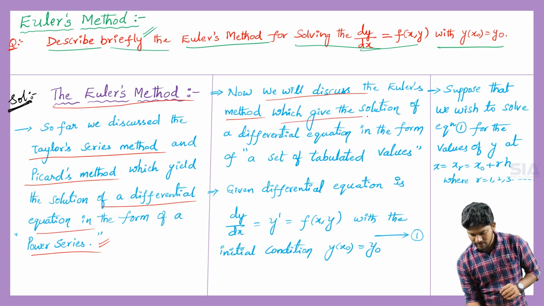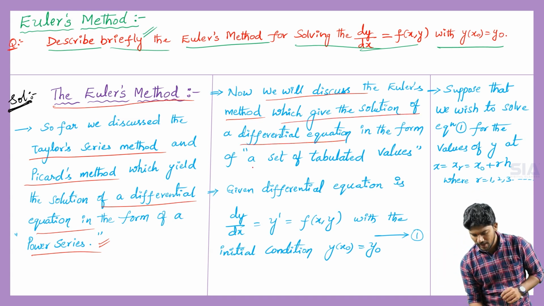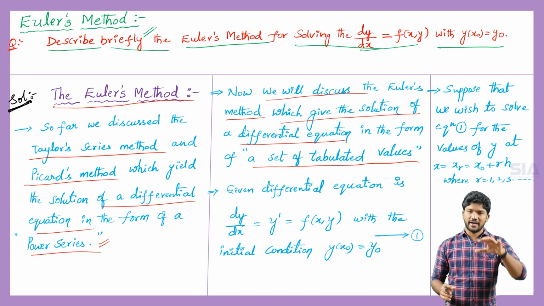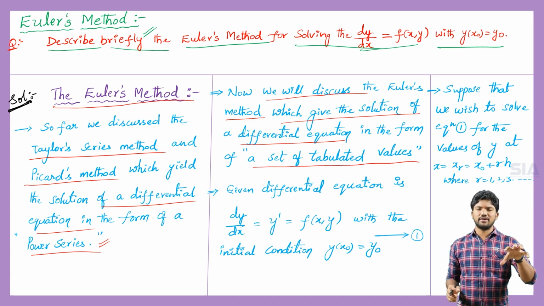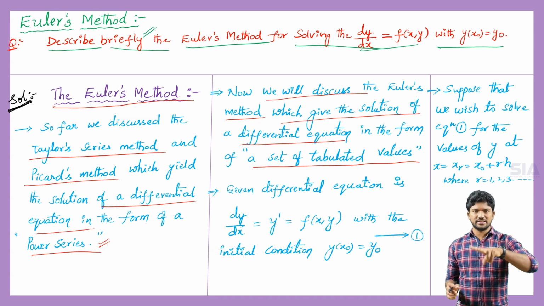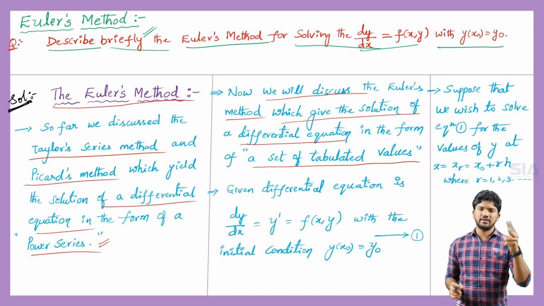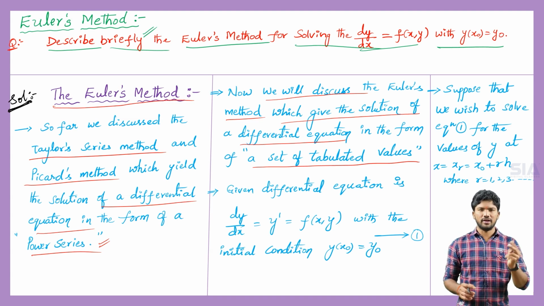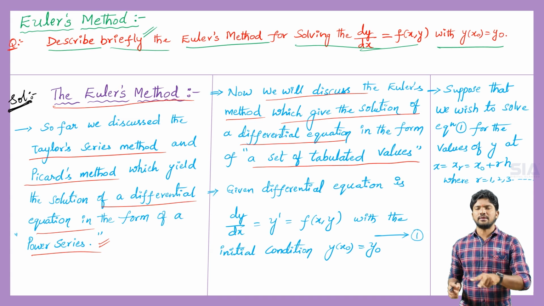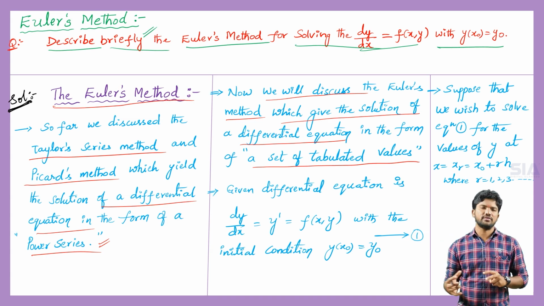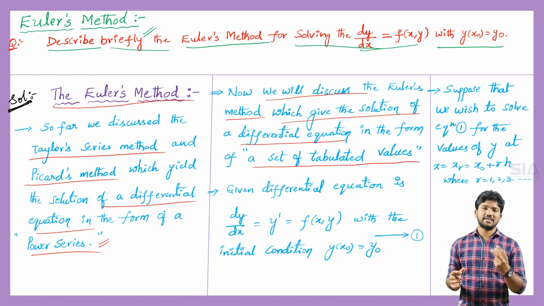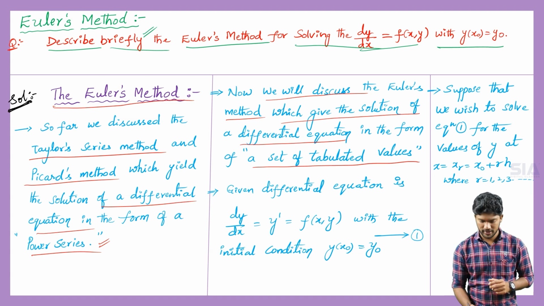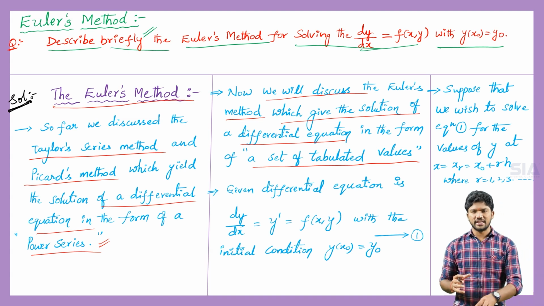The Euler's method gives the solution of a differential equation in the form of a set of tabulated values. In the introduction class at the beginning of this unit, we discussed that Taylor series method and Picard's method are based on the power series solution, and Euler's method, Euler's modified method and Runge-Kutta method are different. Based on the Euler's method only, there is some modification, Euler's modified method, and the next method is Runge-Kutta method. These two methods are based on a set of tabulated function values. That is only what they are mentioning here.